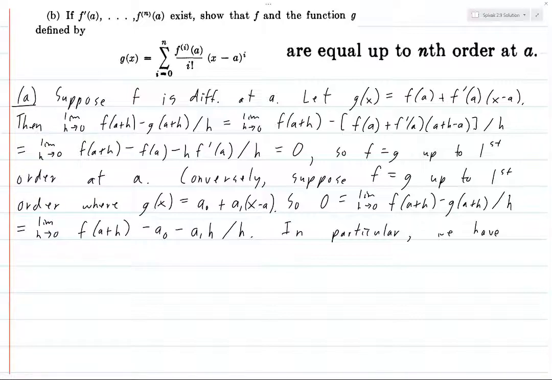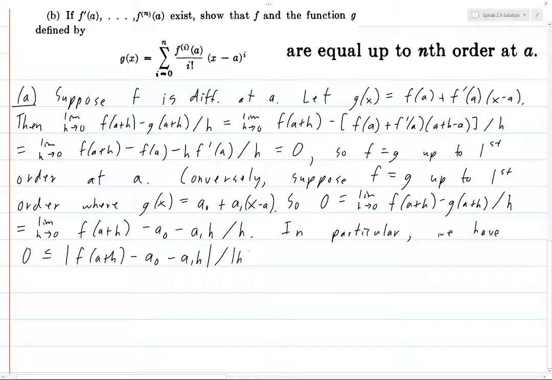So we have 0 is less than or equal to the absolute value of f of a plus h minus a0 minus a1h over the norm of h. This is going to be less than or equal to epsilon for any epsilon which is greater than 0.